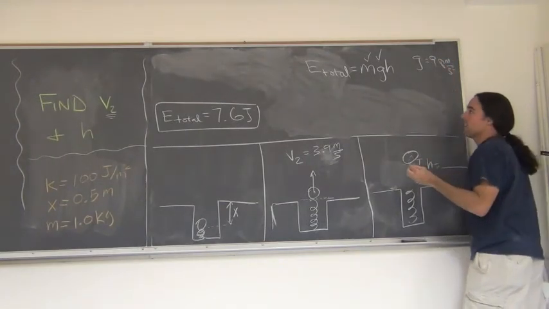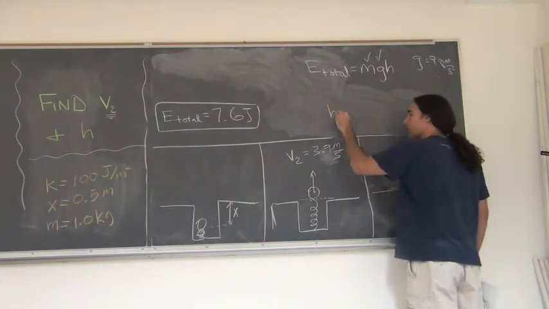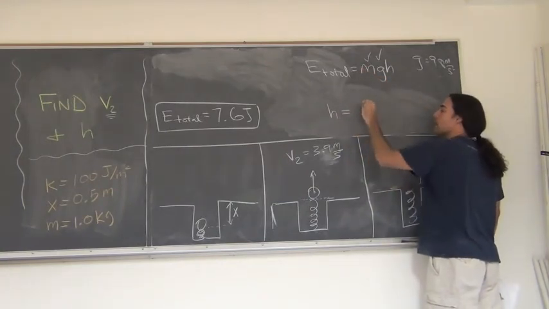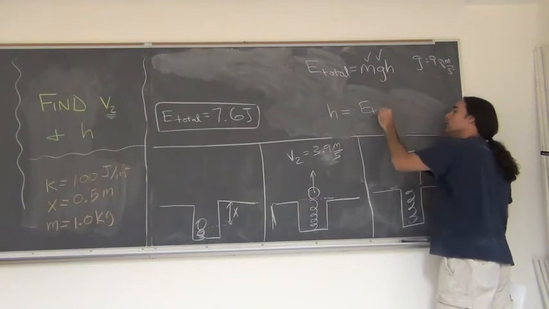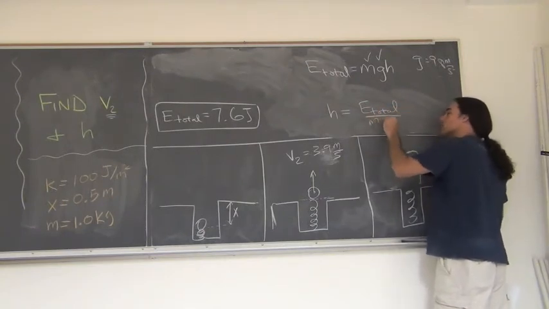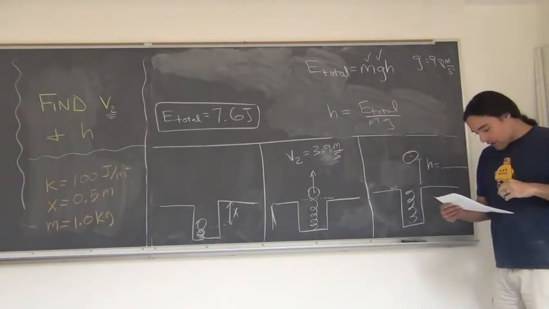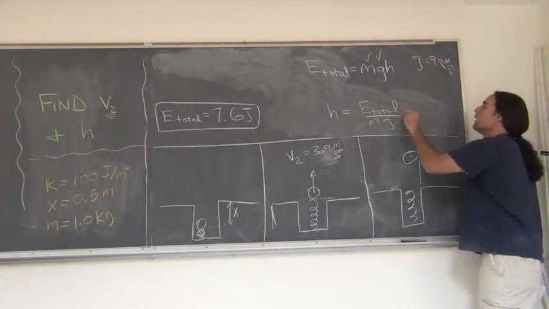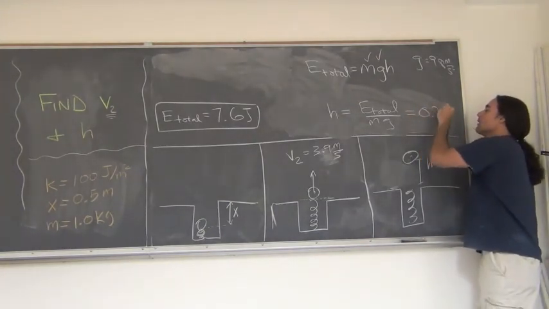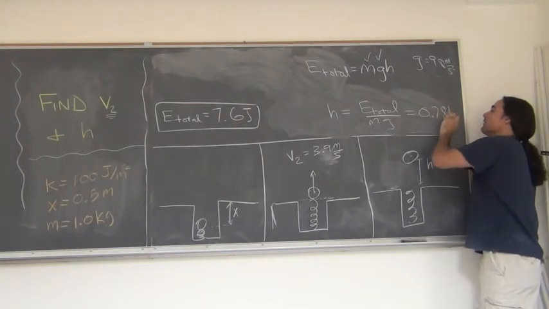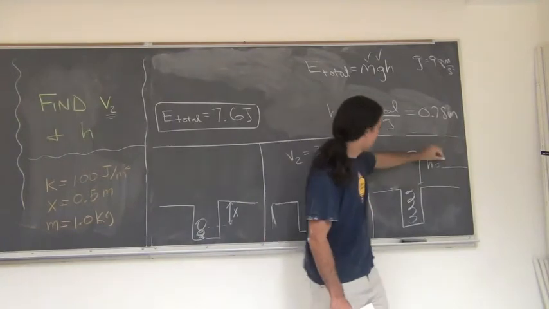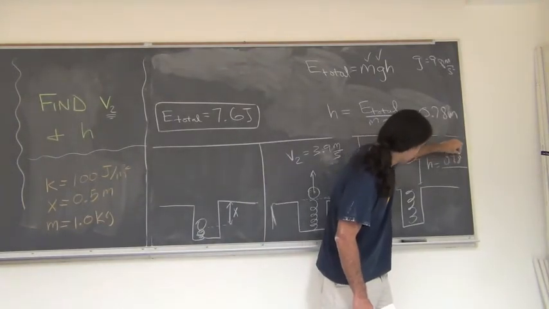So we're just going to plug in. We're going to solve for the height. I get the height by dividing by mg on both sides. That will be E total divided by mg. And when you plug in numbers for the height, you will find that the height that the ball rises to is about 0.78 meters. So I'll put in 0.78 meters.